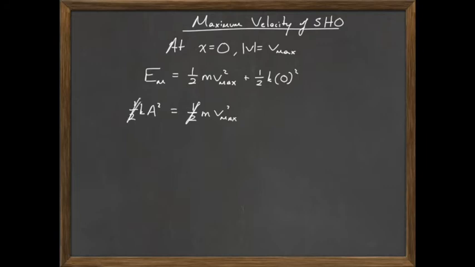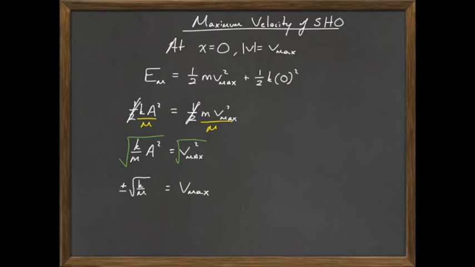So if we do some algebra, we see the halves go away. And if I divide off the m, we get this expression that the square of the maximum velocity is equal to the spring constant over the mass times the amplitude squared. And so if I take the square root, that means the maximum velocity is the square root of the spring constant over the mass times the amplitude. And so this gives us a little more detailed understanding of how to find the maximum speed.